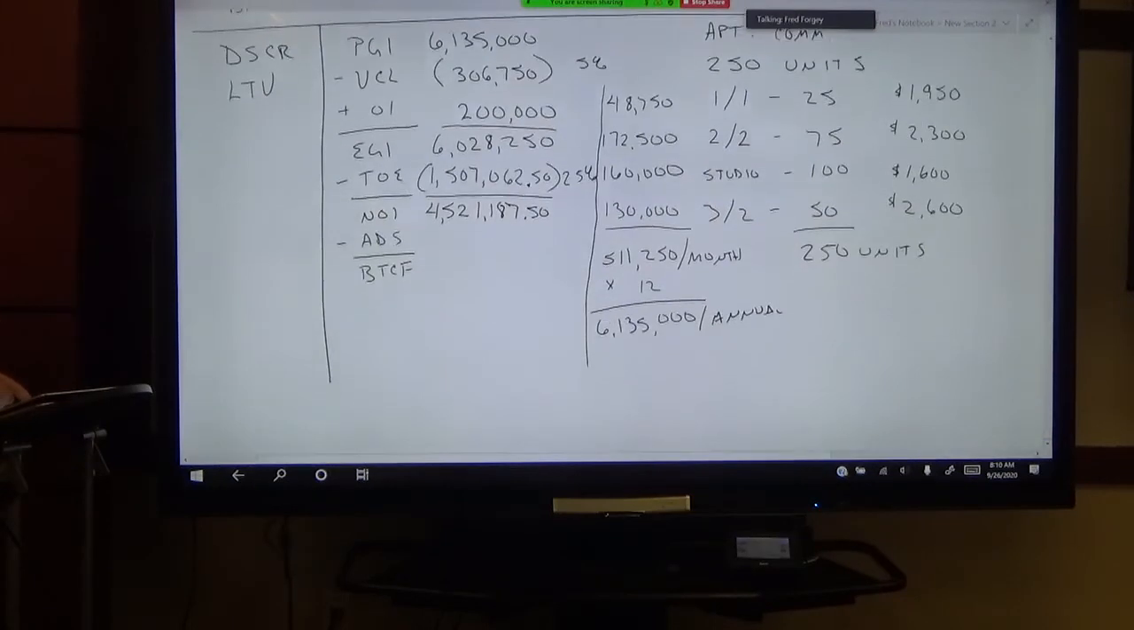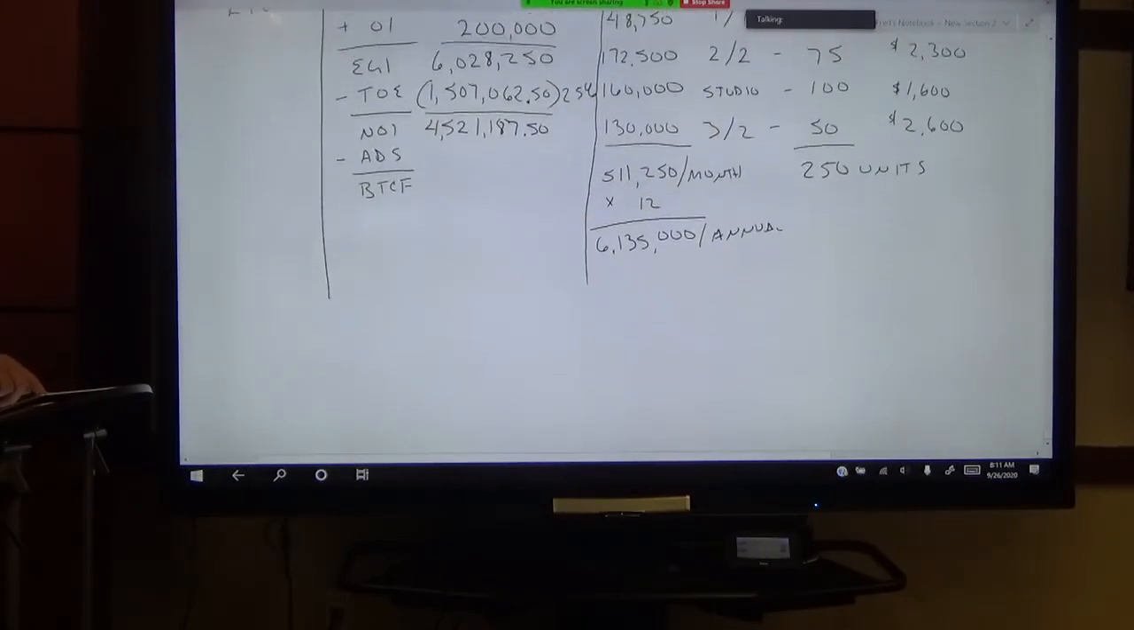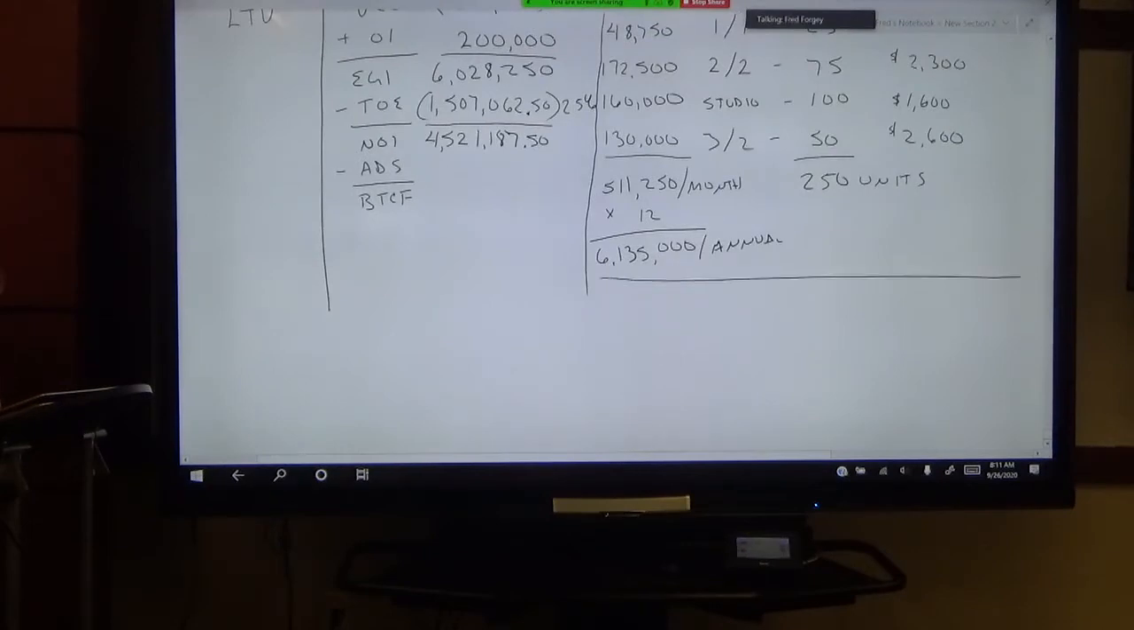But before we get there, we want to talk about this ratio the lender's going to use. The debt service coverage ratio, which is equal to the net operating income divided by the annual debt service. So in this case, we've already calculated our net operating income.